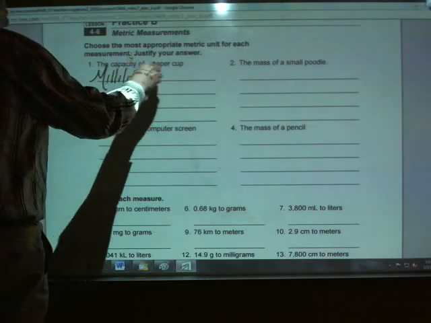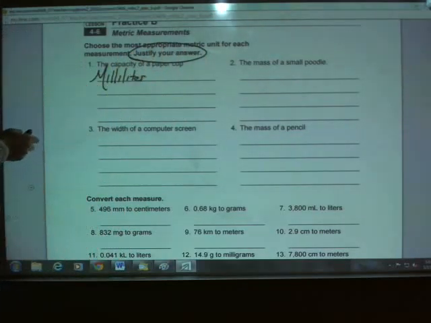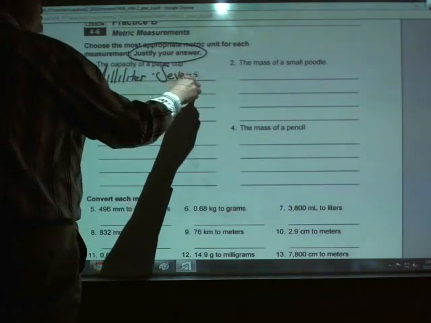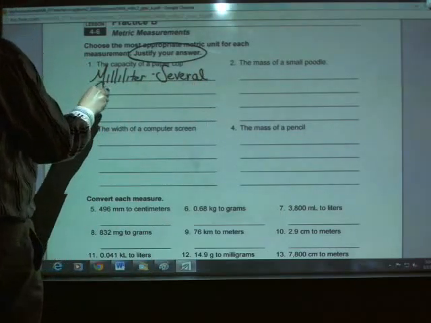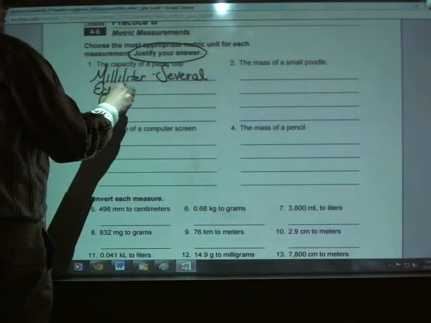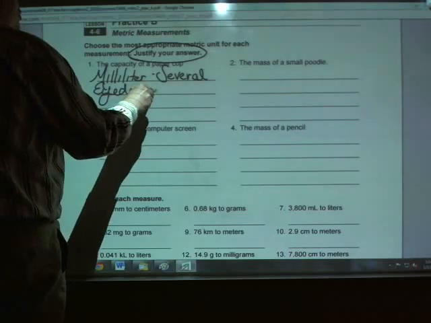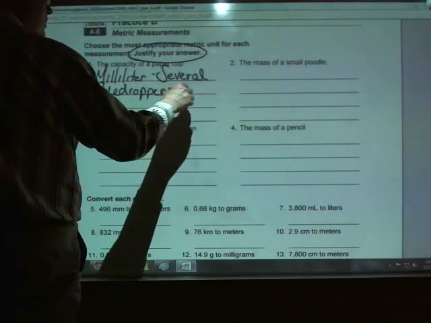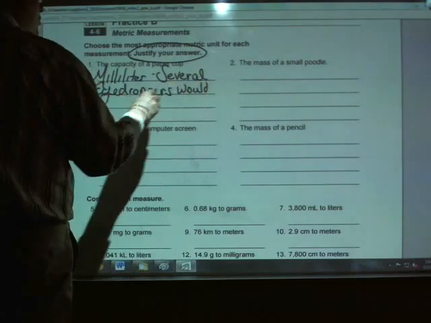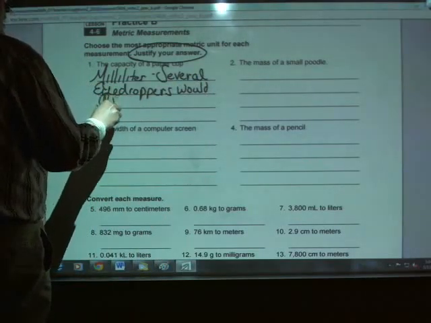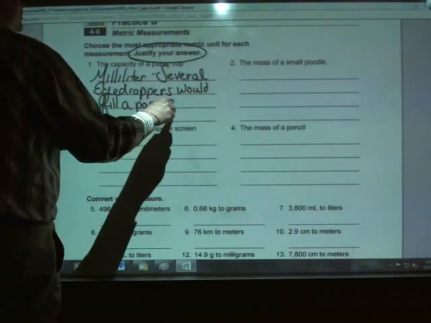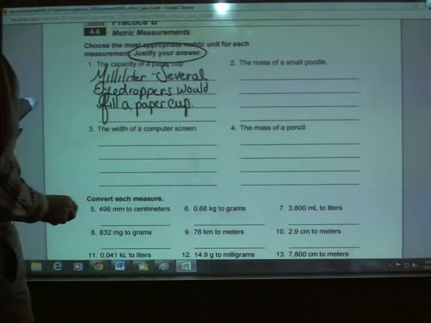And then the directions here ask me to justify our answer. So we're going to justify our answer by saying several eyedroppers, perhaps you may even want to put in parentheses many eyedroppers, would fill a paper cup. All right, let's try one more.